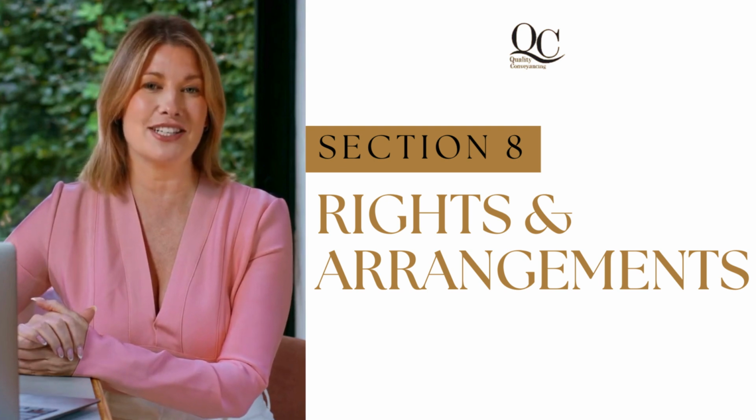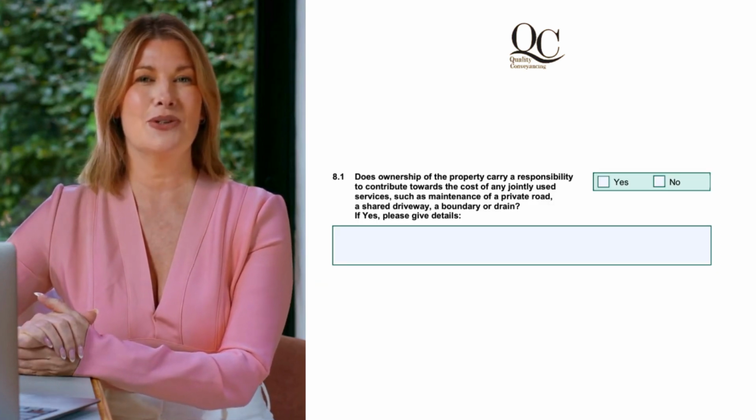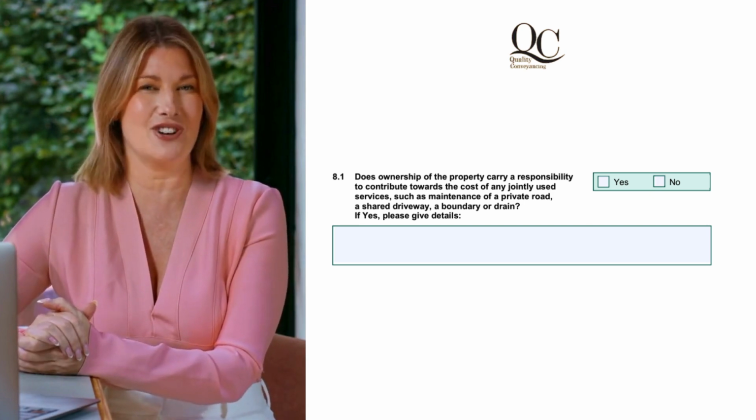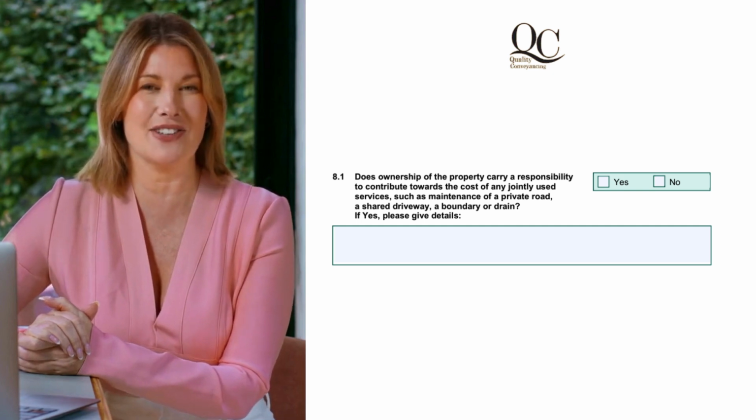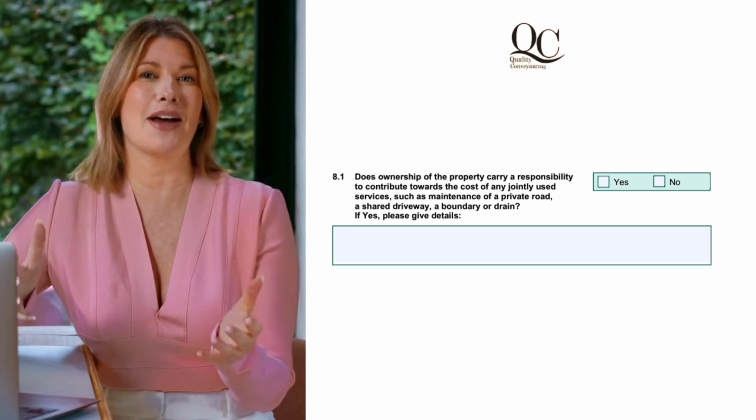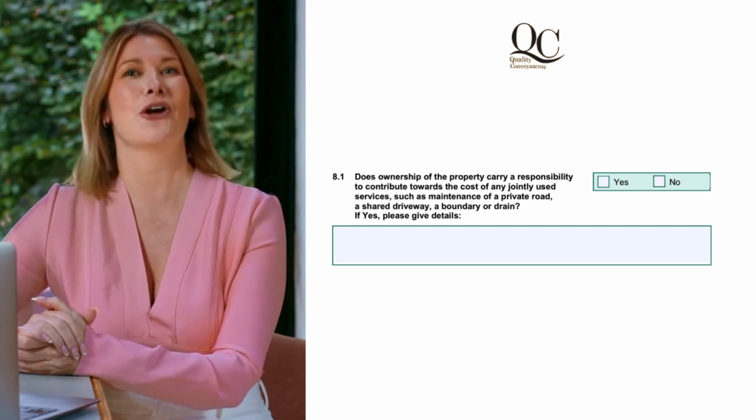Section 8 covers rights and arrangements. This is where you'll declare anything that's shared with neighbours, such as shared access, rights of way, or shared services like drains or driveways. If you're not sure whether something applies, it's absolutely fine to select Not Known.